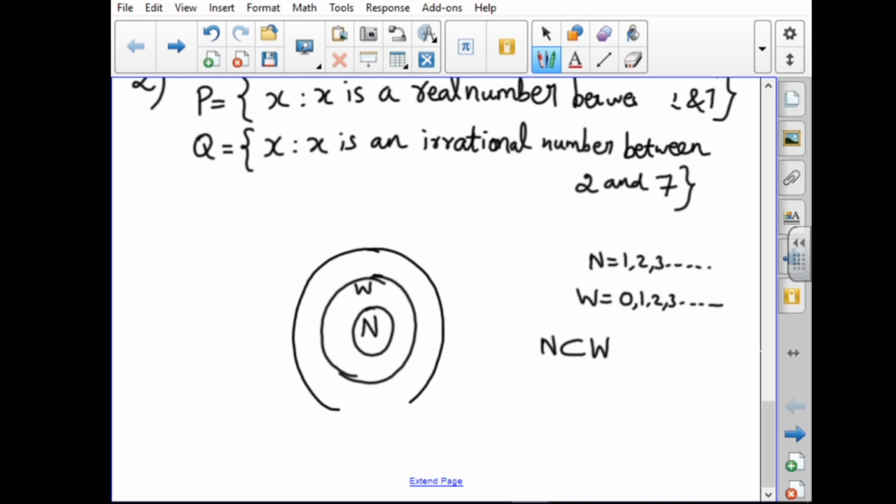Then next one, integers. We know that integers are denoted by Z. So Z is equal to positive numbers as well as negative numbers. So minus 1, 0, 1, 2, etc. Negative numbers as well as positive numbers are called integers. Okay. So W is a subset of Z.